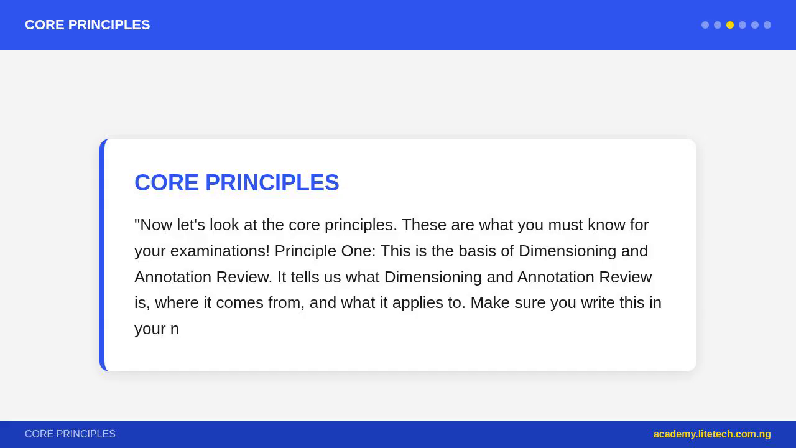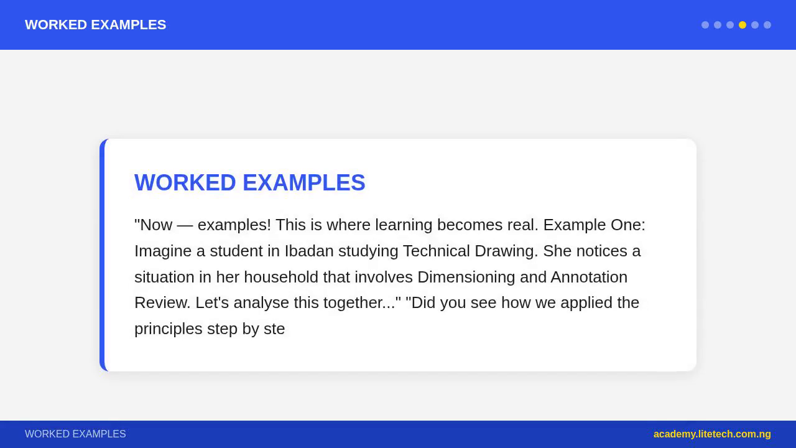Now, examples. This is where learning becomes real. Example 1. Imagine a student in Ibadan studying technical drawing. She notices a situation in her household that involves dimensioning and annotation review. Let's analyze this together. Did you see how we applied the principle step by step? That is exactly what WAEC examiners expect from you.